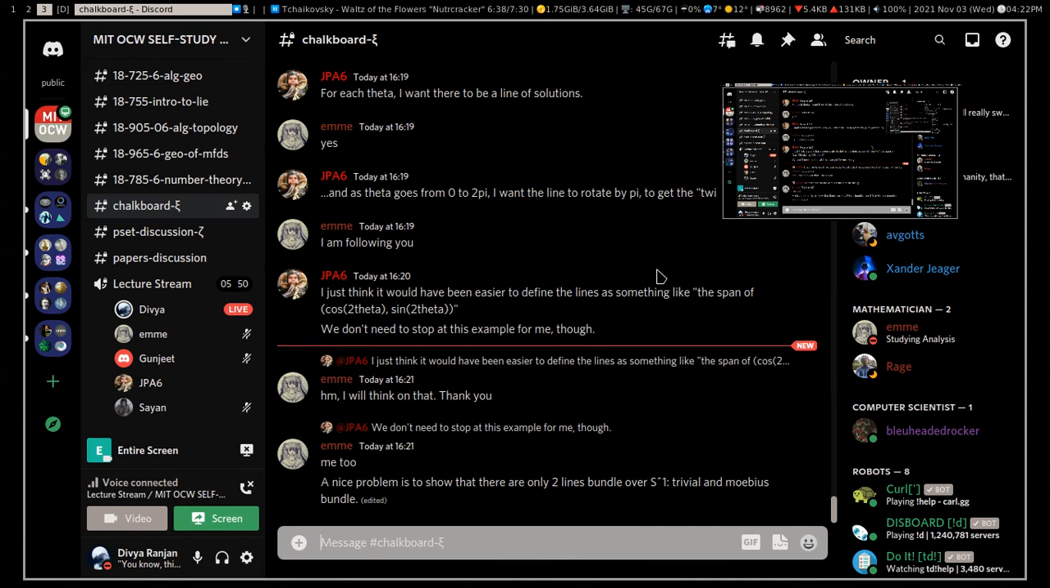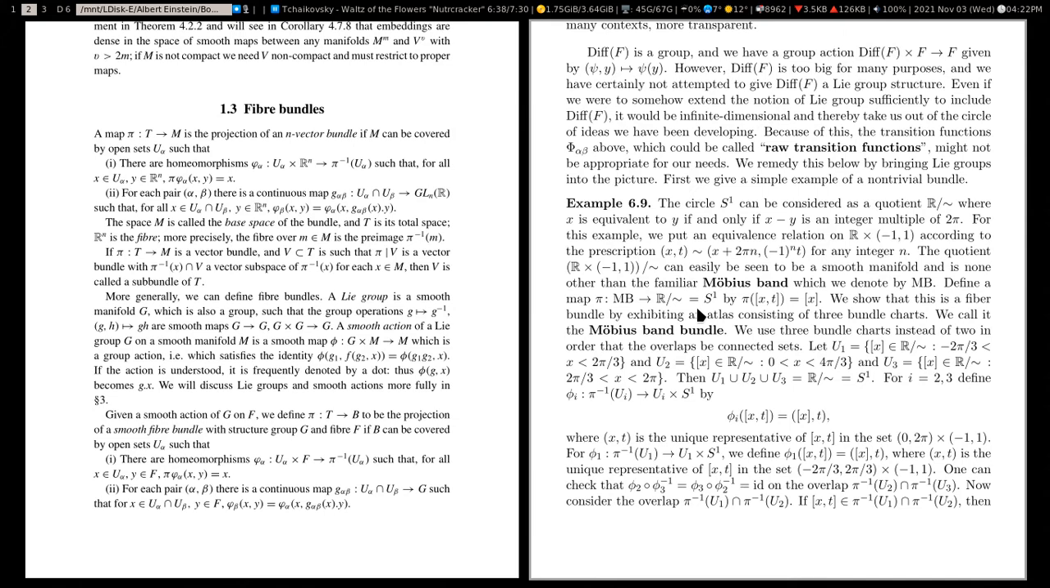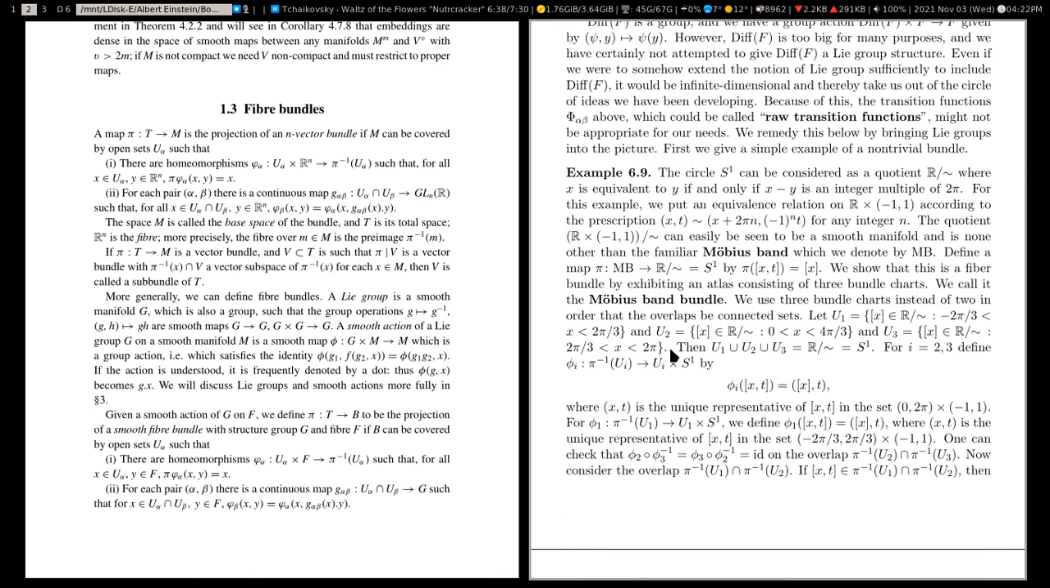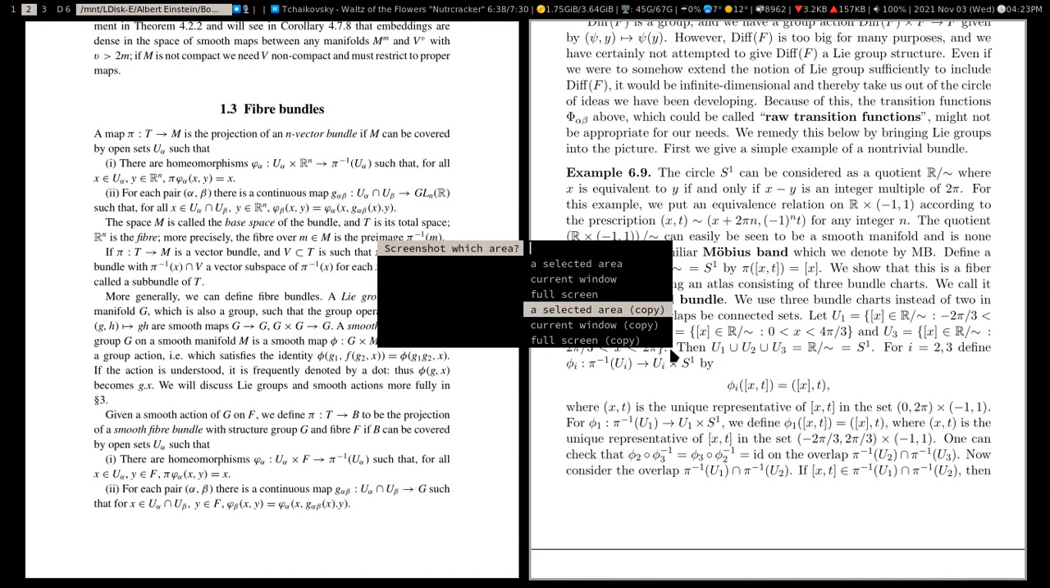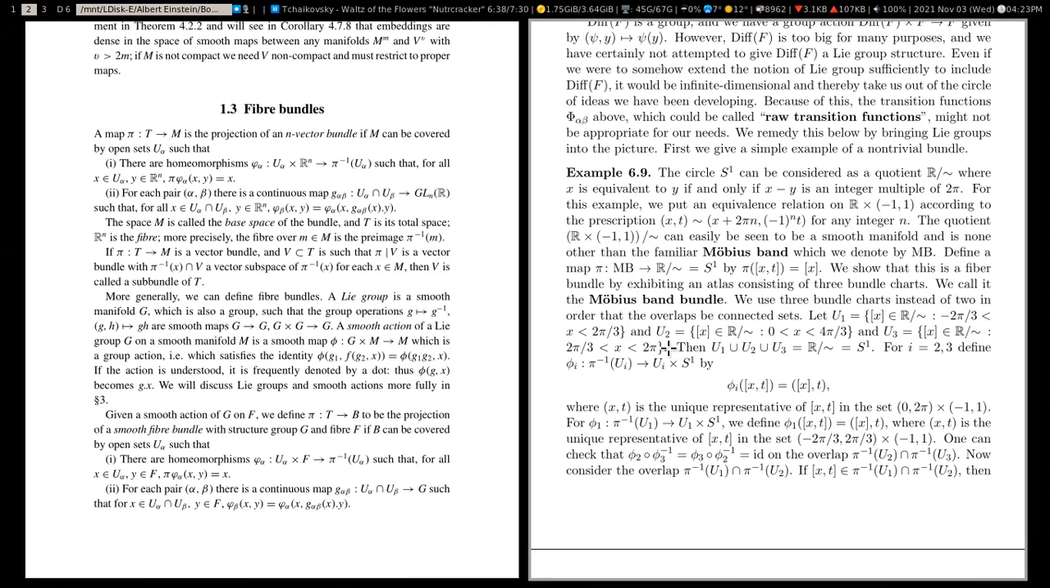That there are only two line bundles over the circle, the trivial and the Mobius bundle. Yeah, that's a nice problem to think about. I don't know if people are interested in this specific example. I'll post the construction in the chat.